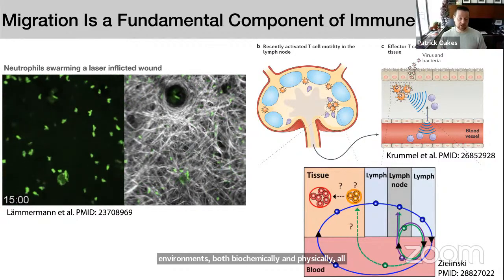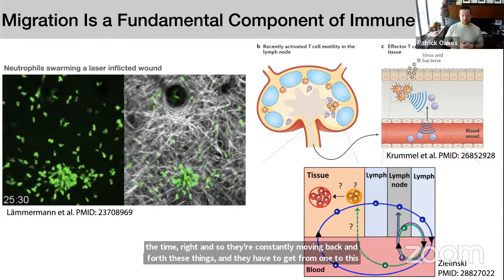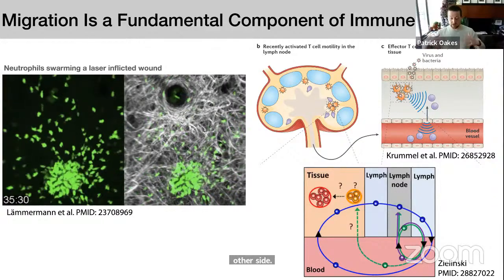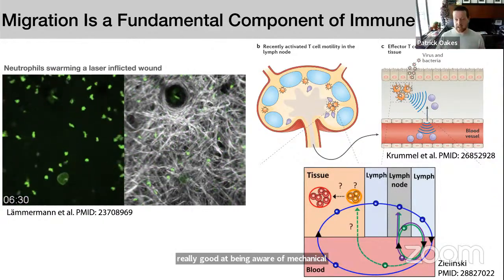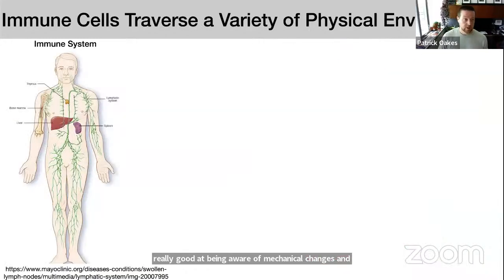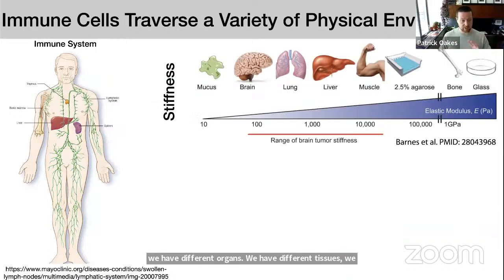And so if you were to think about a cell that might be really good at being aware of mechanical changes and responding to them, immune cells would seem like prime candidates to explore, right? And so if we think about the immune system, it's incredibly diverse in terms of mechanical stimuli, in that we have different organs, we have different tissues, we have different lymphatic systems and all these other things.